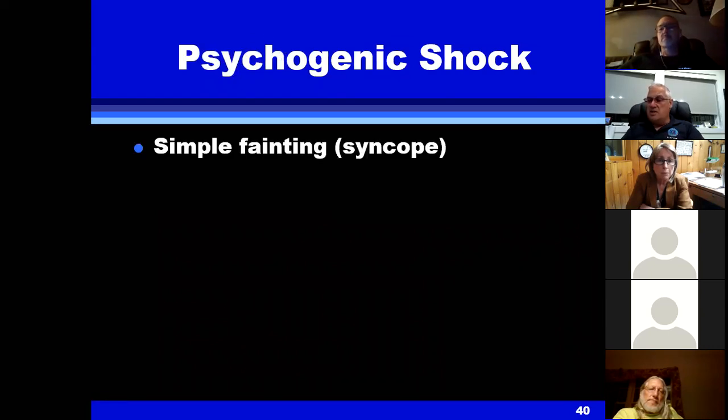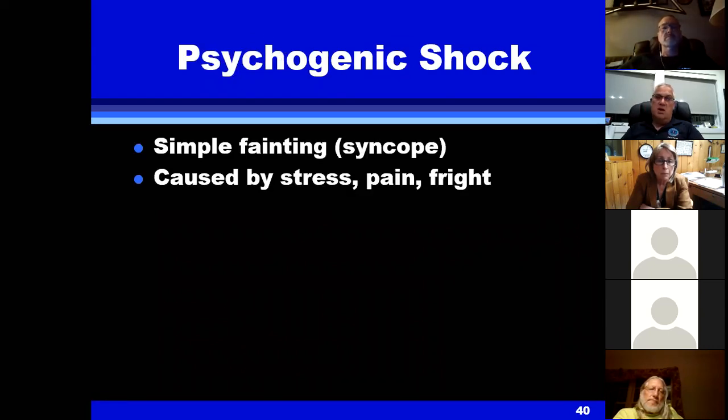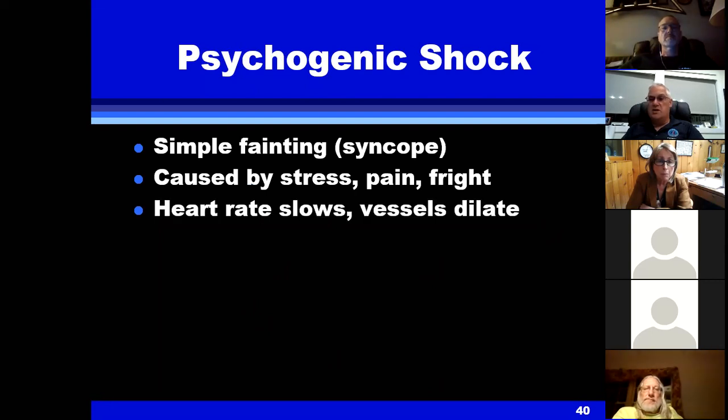Again, simple fainting, vasovagal, could be blood, could be scared, could be whatever, pain, and they all of a sudden activate their vagus nerve, their 10th cranial nerve, and boom, 1, 2, 3, their heart rate slows down, their blood vessels dilate. If they're sitting up, they don't perfuse their brain, and they lose consciousness. A lot of times they will precede it.